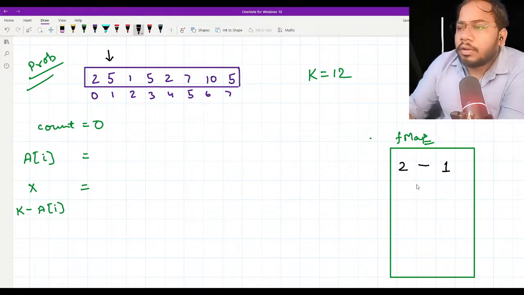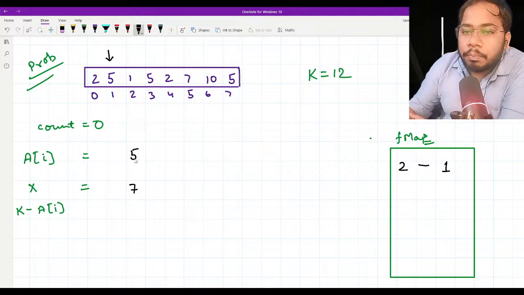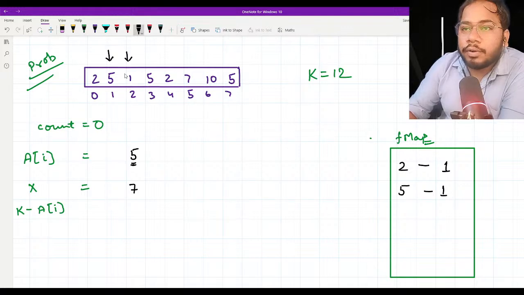So let's start. We will do it a little fast, okay? Initially, a of I is 5. So the x we are expecting is 7. Is 7 present in the frequency map? No, Akash, that is not present. So if that is not present, put this a of I in the frequency map. Done. Go ahead. So this counter will go here.